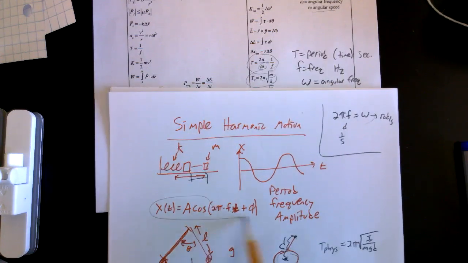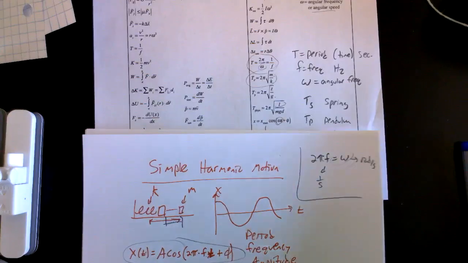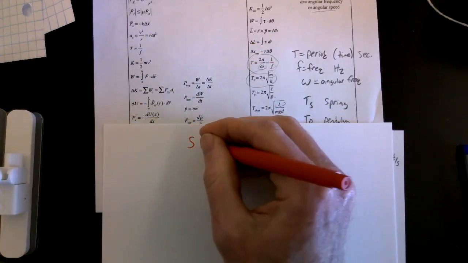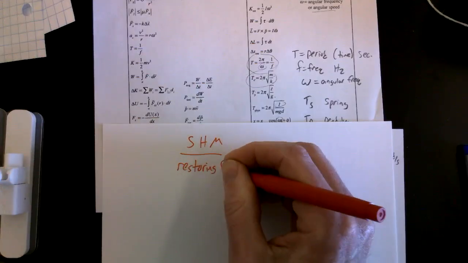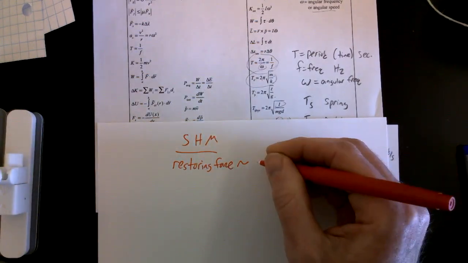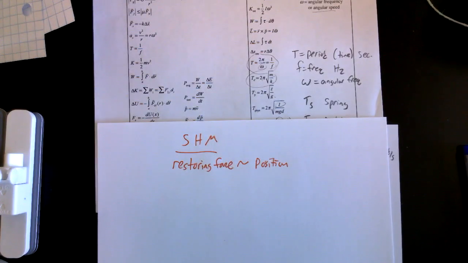So the last thing I wanted to talk to you all about was how we get this formula here and where this comes from, and a little bit about where this omega kind of fits into the situation as well. So if we're going to have simple harmonic motion, what we need is some kind of restoring force in our situation, and that restoring force should be proportional to the position. The restoring force is proportional to the position.